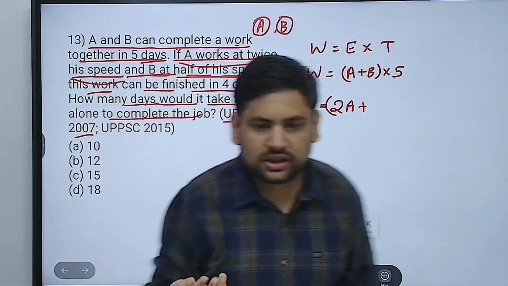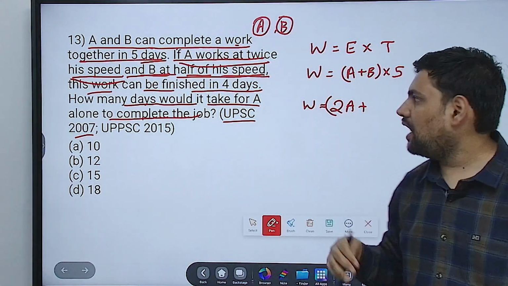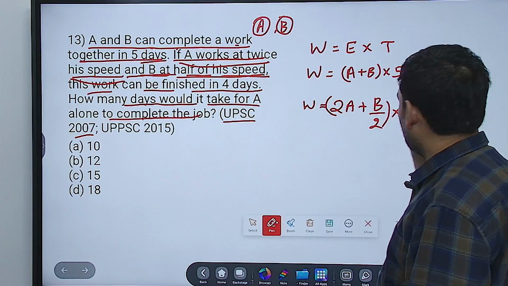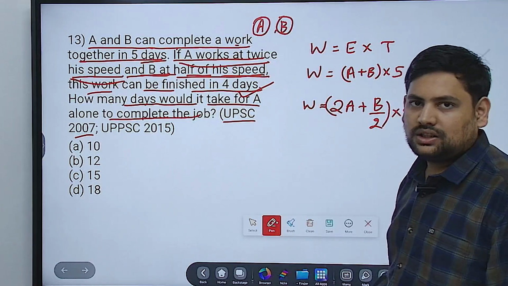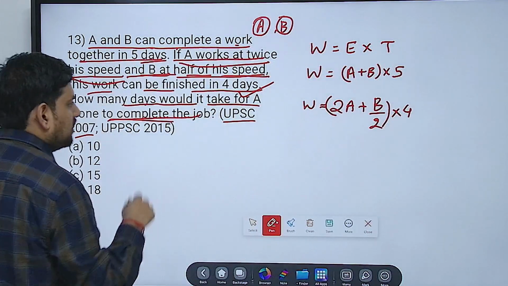So B has reduced his speed to half, or reduced his efficiency to half. So this becomes B by 2. Now how many days do they have to work? They have to work only 4 days to finish the same work, that is W.